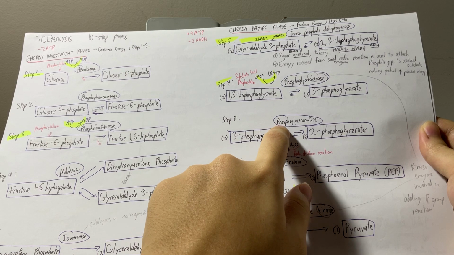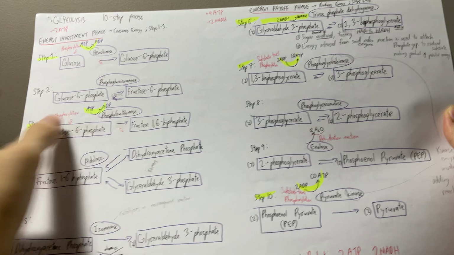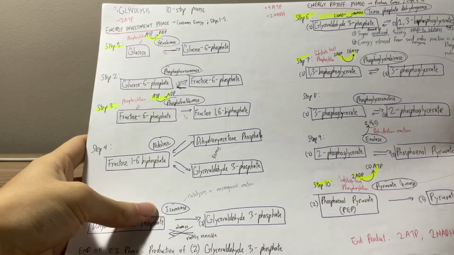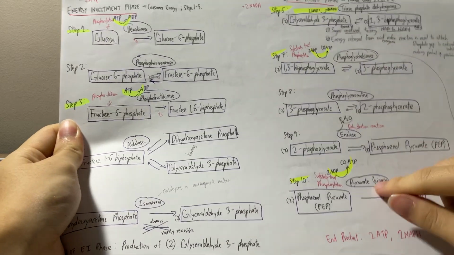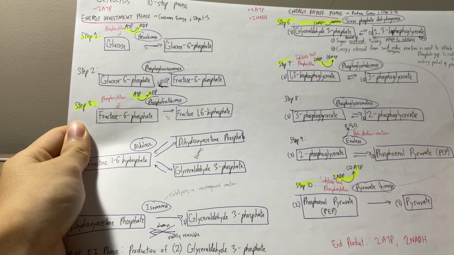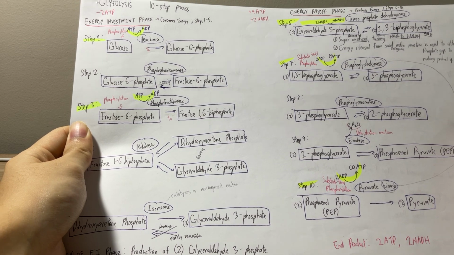Anyways, going back, for step 8, from 3-phosphoglycerate to 2-phosphoglycerate, what's in the middle is phosphoglyceromutase. I think I can see the reason why we have these encircled terms in the middle. They're catalysts. I'm not sure.